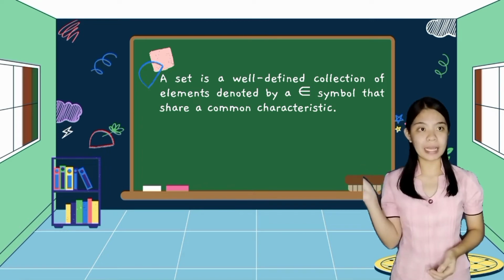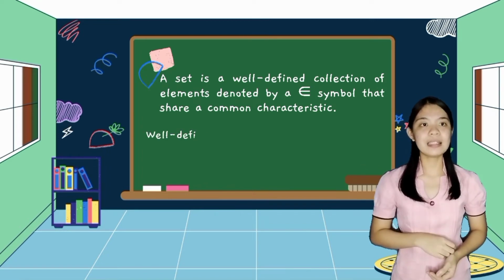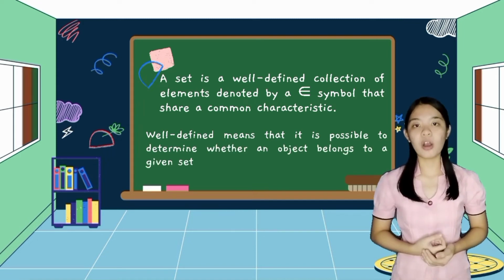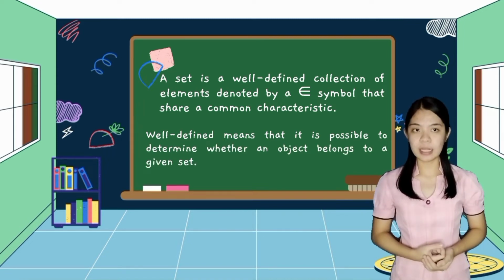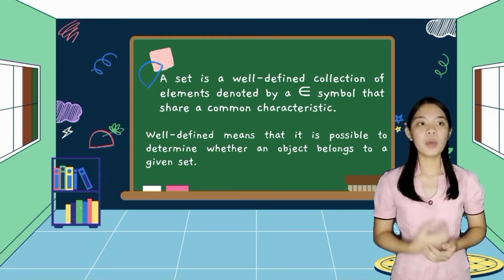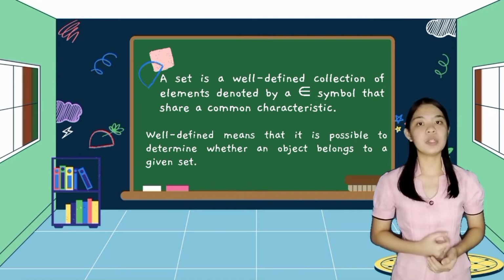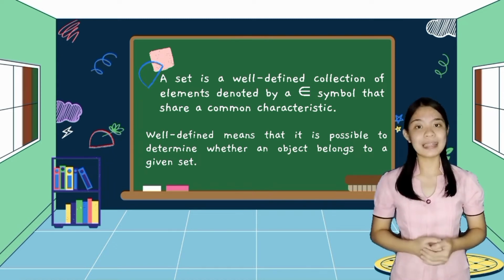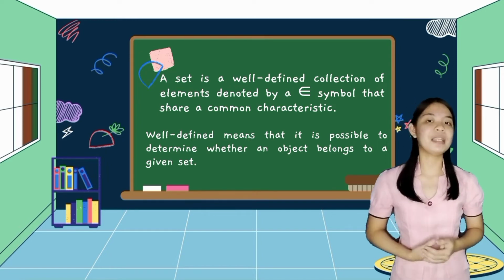When we hear the word well-defined in sets and their notation, it means that it is possible to determine whether an object belongs to a given set. A set must be well-defined to avoid ambiguity about whether or not an object belongs to the set. So for us to understand sets and their notation well, let's have an example.